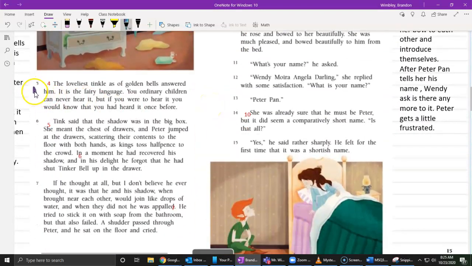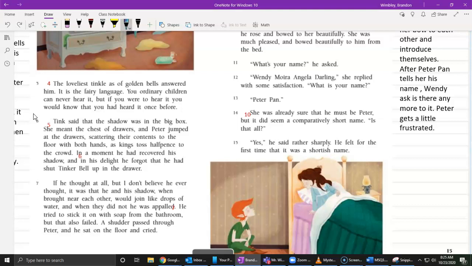Paragraph 5 over here. The loveliest tinkle, as of golden bells, answered him. It is the fairy language. You ordinary children can never hear it. But if you were to hear it, you would know that you had heard it once before. Tink said that the shadow was in the big box. She meant the chest of drawers, and Peter jumped at the drawers, scattering their contents to the floor with both hands, as kings toss halfpence to the crowd.